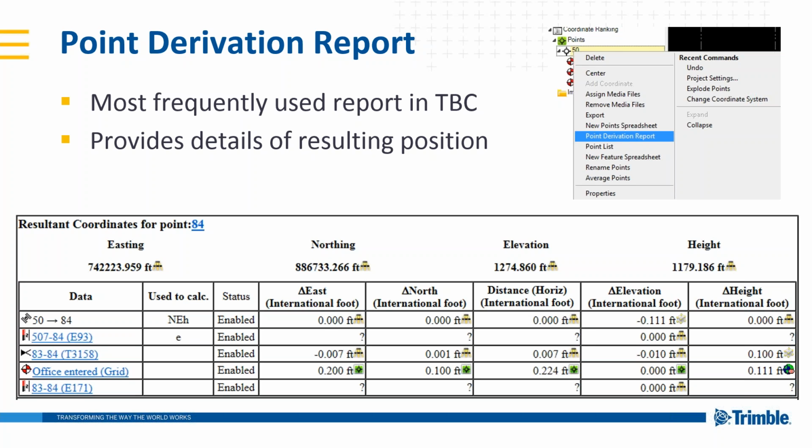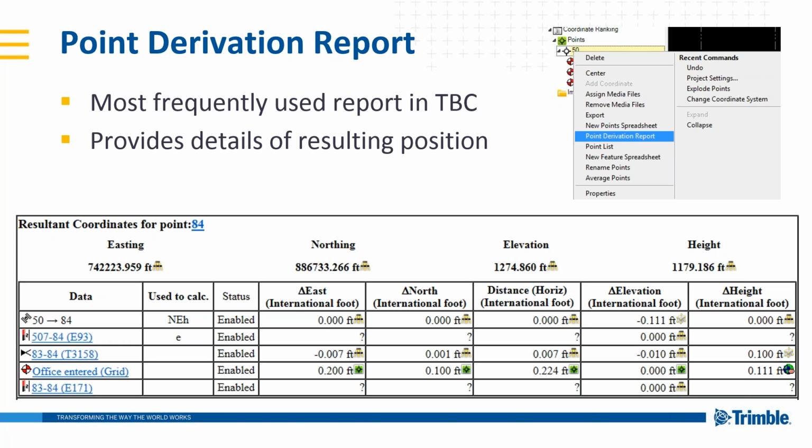Down below that, you'll see an icon for a leveling observation from 507 to 84. This one was used to compute the elevation. And the remaining entries that you see down below were not used to calculate the position of that point 84.